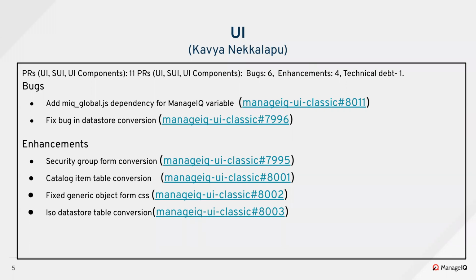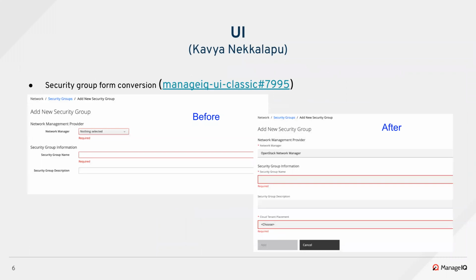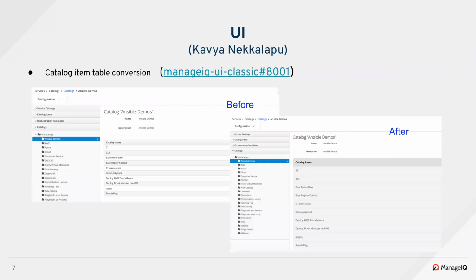Thanks, Oleg. This sprint a total of 11 PRs got merged into UI repos: 6 bugs, 4 enhancements, and 1 technical debt. Gilbert converted the add and edit security group form into React. He also converted the catalog items table in the catalog space to Carbon. We are slowly converting all HTML tables to React, so this is done as part of that.